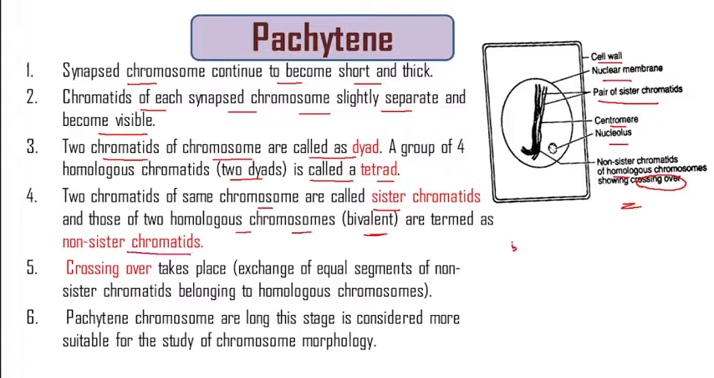For example, let's say these are the non-sister chromatids, and these are the sister chromatids. Crossing over takes place. What is crossing over? It is the exchange of equal segments of non-sister chromatids belonging to homologous chromosomes. Pachytene chromosomes are long. This stage is considered more suitable for the study of chromosome morphology.